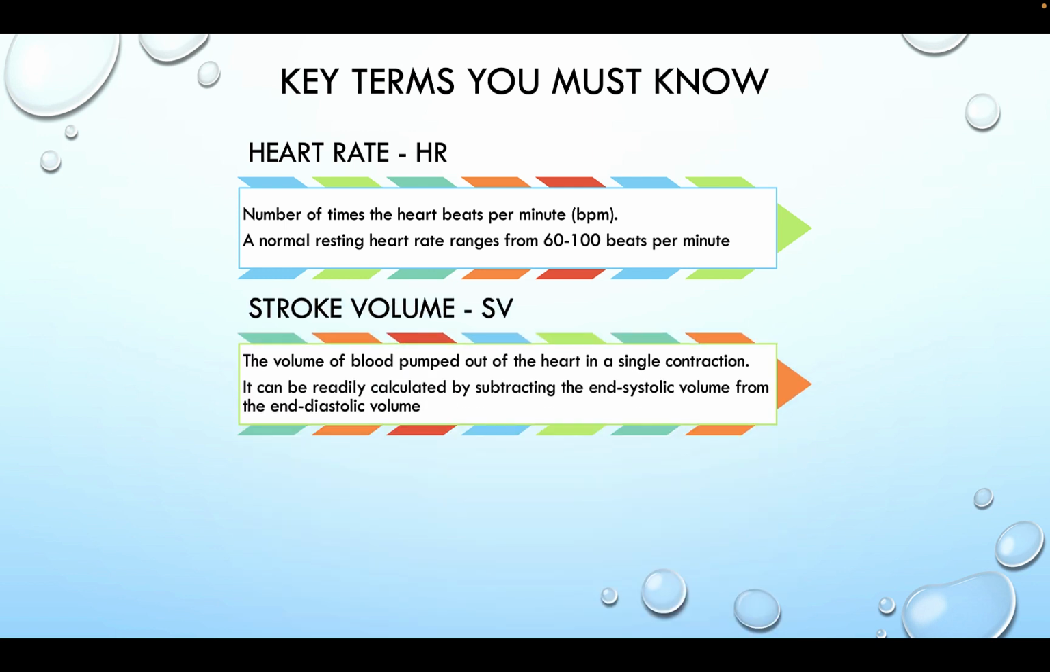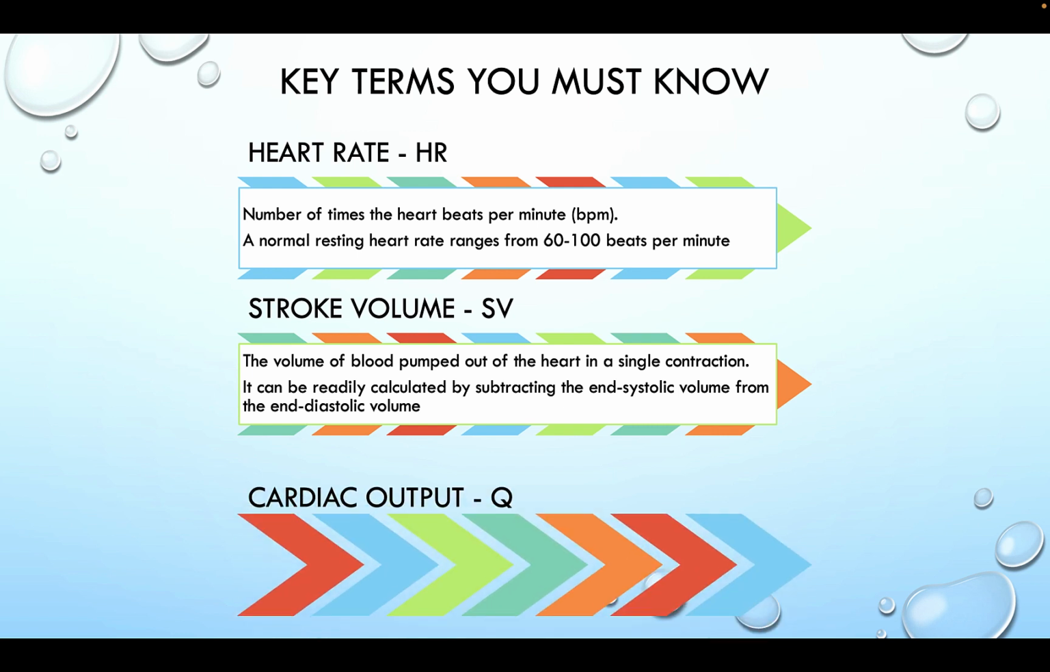Stroke volume: the volume of blood pumped out of the heart in a single contraction. It can be readily calculated by subtracting the end systolic volume from the end diastolic volume, and we'll go into this in our next section.